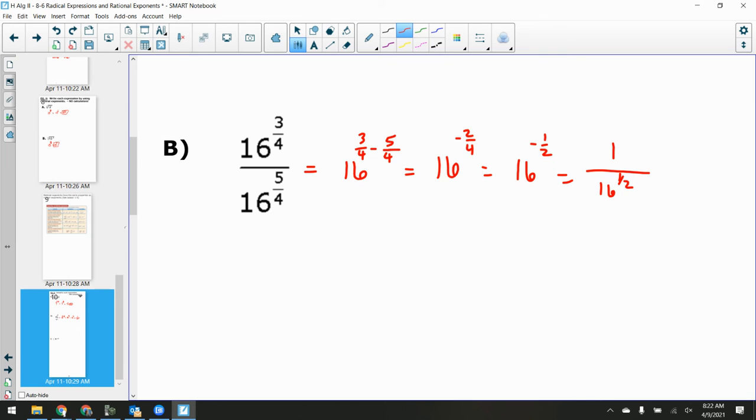And if it's a 1/2 power, that's a square root. Remember the index? I can write that in there if I'd like: 16 to the first power, putting an index of 2. So that simplifies all the way down to 1/4.